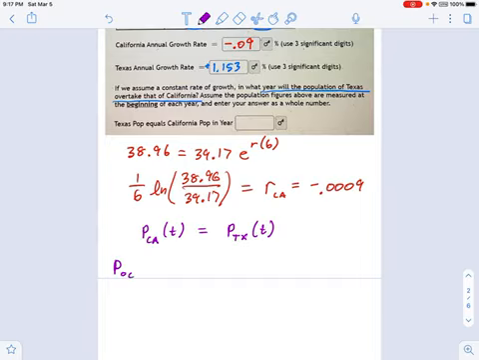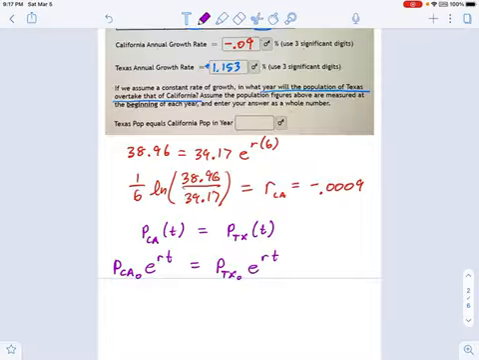I'm having trouble annotating here. I'll say the initial population of California in some year, which is P initial times e to the rt, and that's equal to the initial population of Texas times e to the rt.